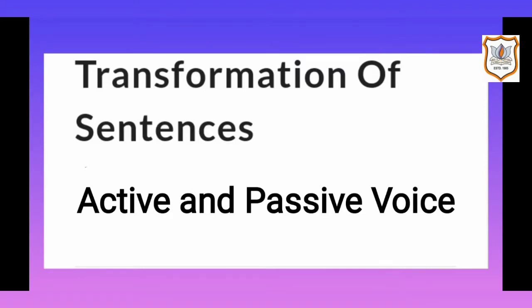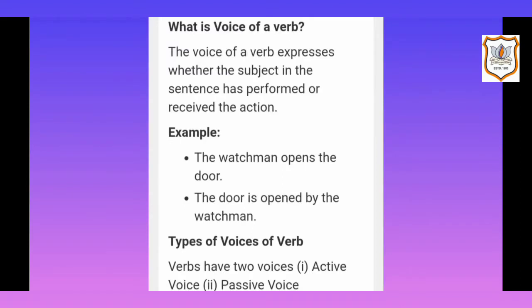Today I'm going to explain the transformation of sentences, active and passive voice. Now let us understand what is the voice of a verb. The voice of a verb expresses whether the subject in the sentence has performed or received the action. For example, the watchman opens the door.